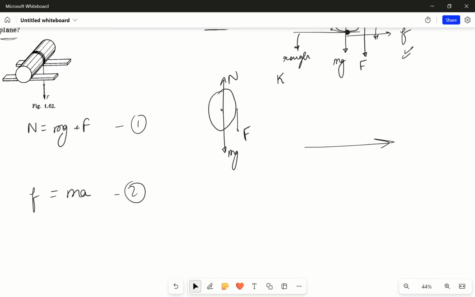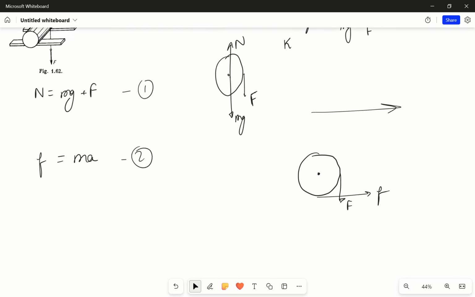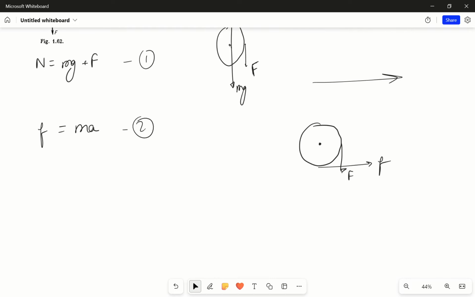What would be our third equation? To write the third equation, I will write the torque equation about the center of this cylinder. What are the forces that are creating torque about this center? First is the tension, or the force that we are applying. Another one is the frictional force, right? These are the two forces that are creating torque about the center, so we will write the torque equation.